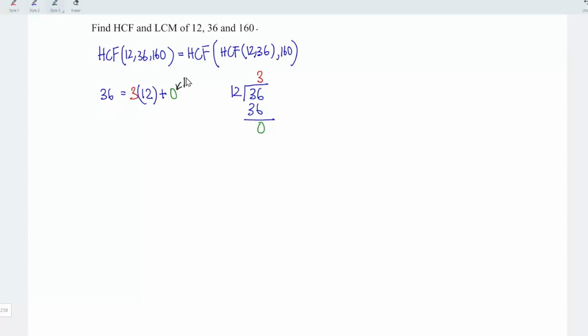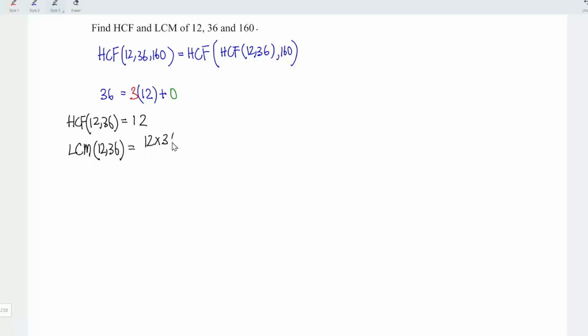Whenever we obtain a remainder of 0, we can stop here and conclude that the highest common factor of 12 and 36 is equal to the number here, which is 12. And we can now determine the lowest common multiple of the numbers 12 and 36, which is equal to the product 12 multiplying 36 divided by the highest common factor, which is equal to 12. And we obtain 36. Now, let's proceed to 160 by using the highest common factor 12.